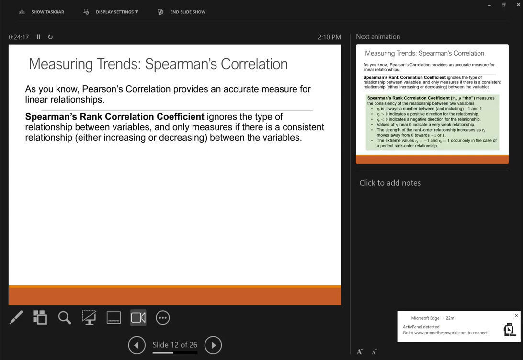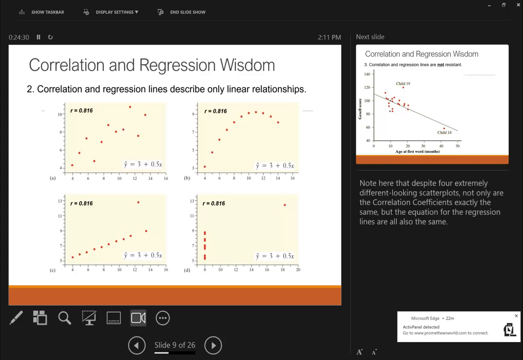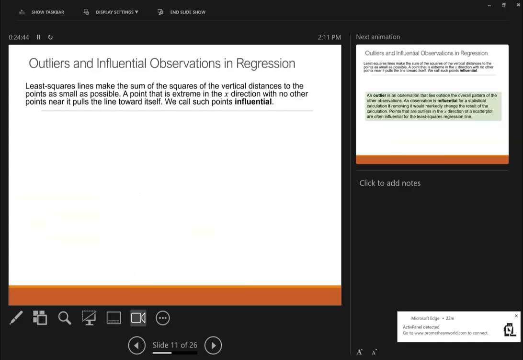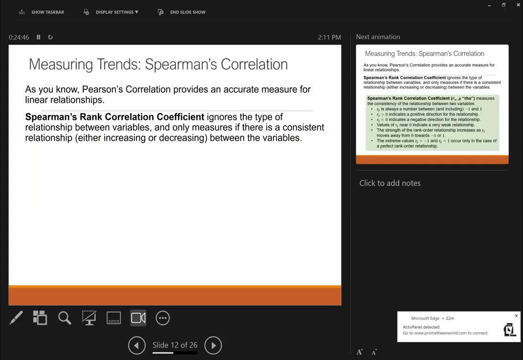So, to this point, we've talked about the R statistic, which measures the strength of a linear relationship, right? But we saw some of these guys, this doesn't really seem like a linear relationship at all, right? Can I measure something like that? Is there another statistic that I could use? So I'm going to introduce that with what's called the Spearman's rank correlation coefficient.